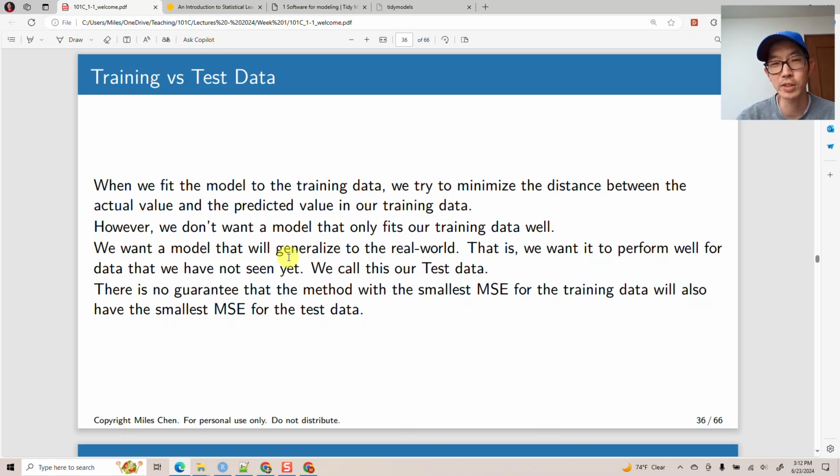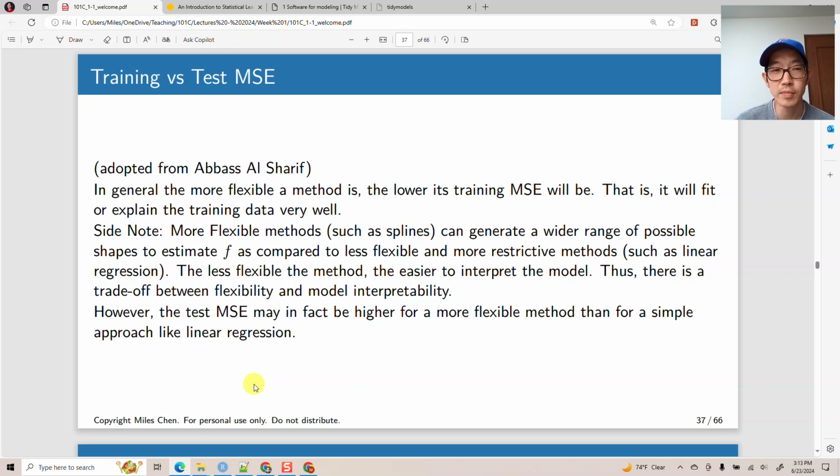Similarly, if you have a model that performs really well on the training data, it's not necessarily going to have the same kind of performance on the test data. We want something that performs well for data that we haven't seen yet. There's no guarantee that the method with the smallest mean squared error for the training data is also going to have the smallest mean squared error for the test data.